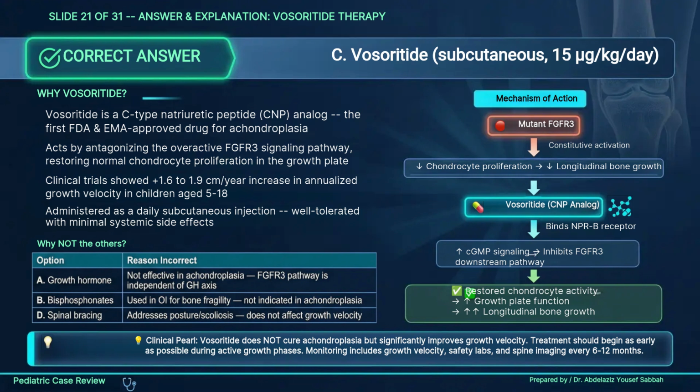Clinical trials demonstrated an increase of 1.6 to 1.9 centimeters per year in annualized growth velocity in children aged 5 to 18 years. It is administered as a daily subcutaneous injection at 15 micrograms per kilogram per day and is well tolerated with minimal systemic side effects. Growth hormone is not effective in achondroplasia because the fibroblast growth factor receptor 3 pathway is independent of the growth hormone axis. Bisphosphonates are used in osteogenesis imperfecta for bone fragility, not in achondroplasia. Monitoring includes growth velocity, safety labs, and spine imaging every 6 to 12 months.